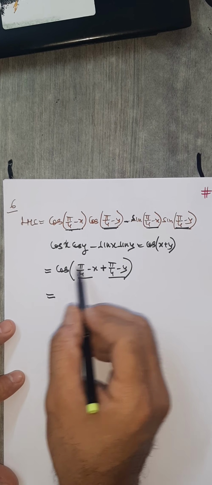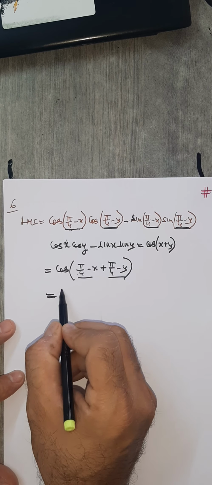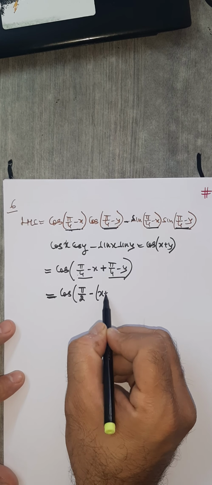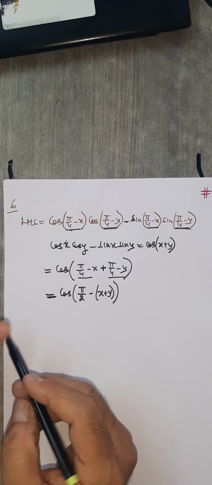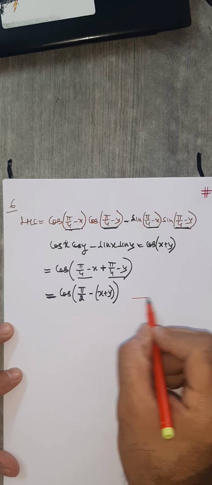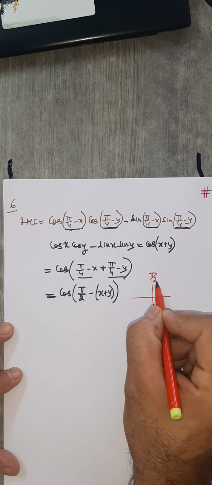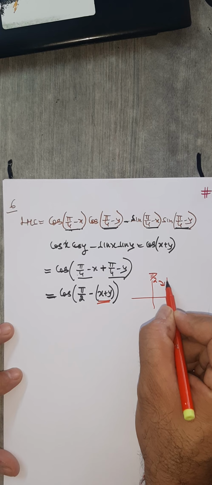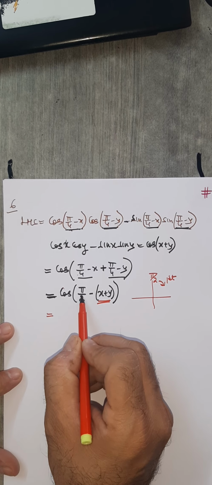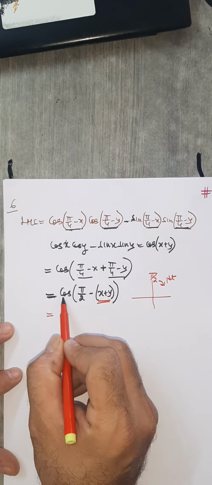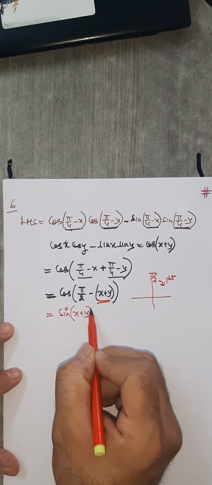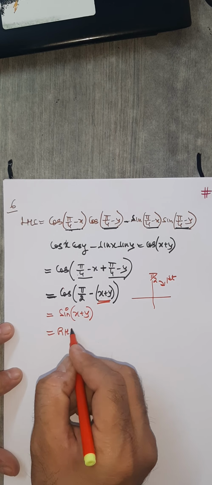Now just simplify this. Pi by 4 plus pi by 4 is pi by 2. Take minus common, so inside the bracket x plus y. Now you know that what is this? Pi by 2 minus something, so it will be in the first quadrant. All trigonometric functions are positive, and when you have pi by 2, 3 pi by 2 and so on, then cos becomes sine. So sine of the given angle, which is x plus y, which is your RHS.